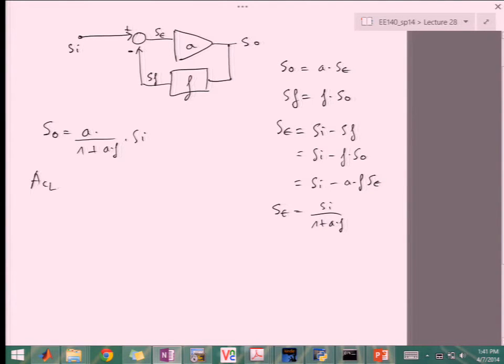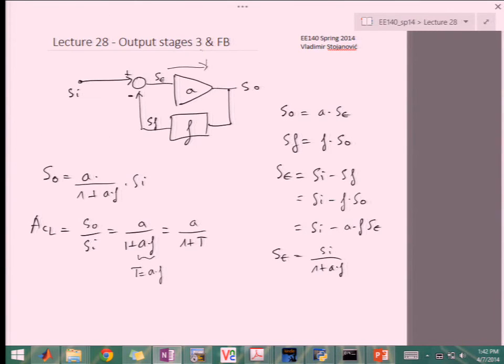And so we can define what we call a closed loop. That's the closed loop gain, which is the ratio of the output signal and the input signal. And that can be written in several different ways. So this is one way. Now we can say that T equals A times F. So I can also write it as A over 1 plus T, where A is what we call the feed forward gain, which is just the amplifier gain. And then T is the loop gain.